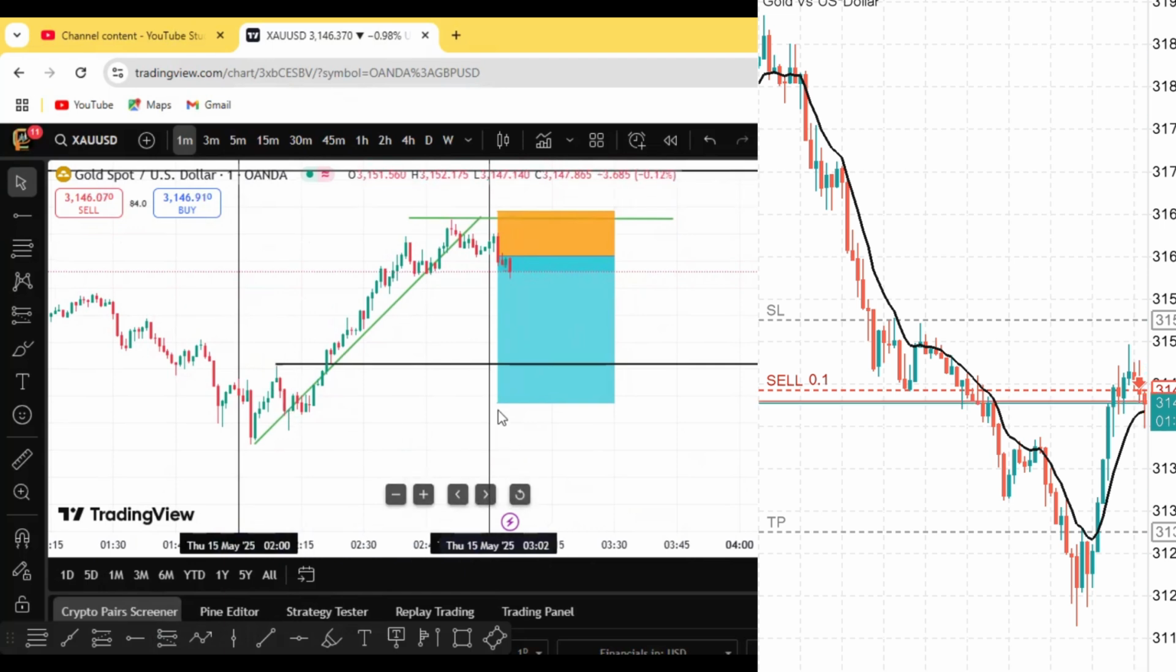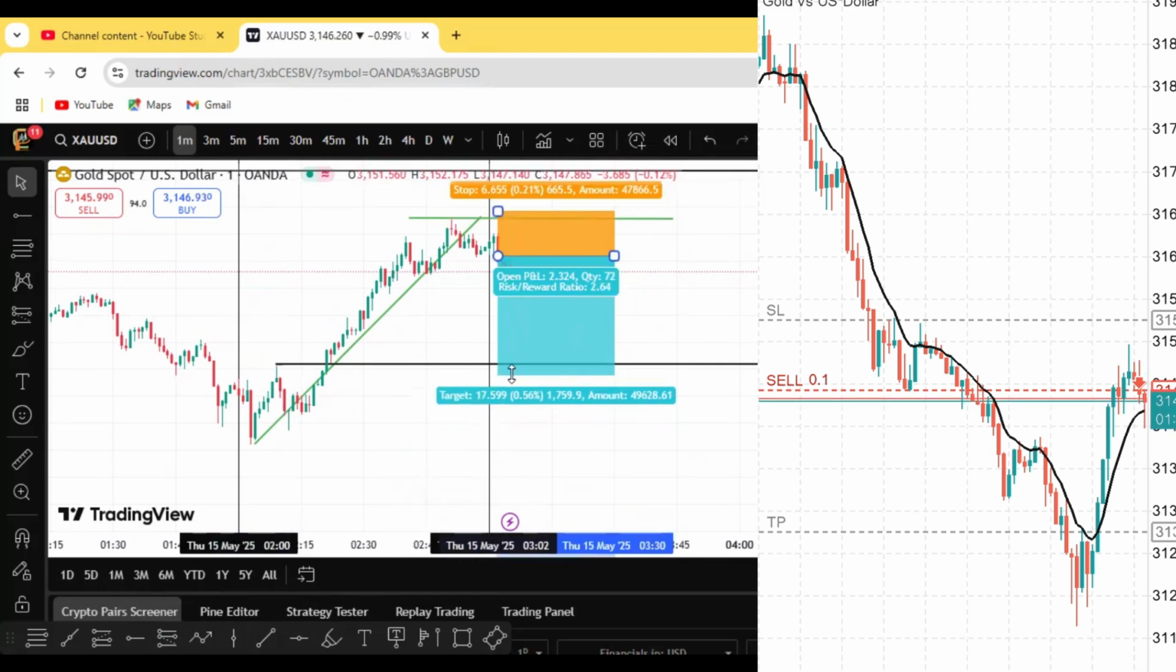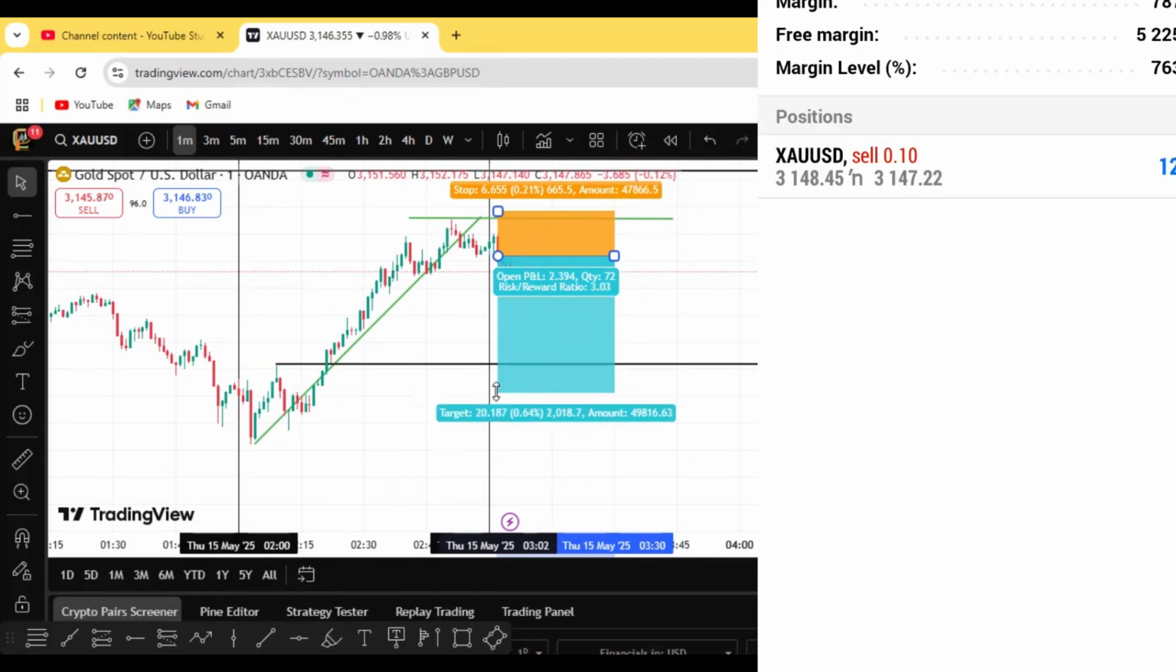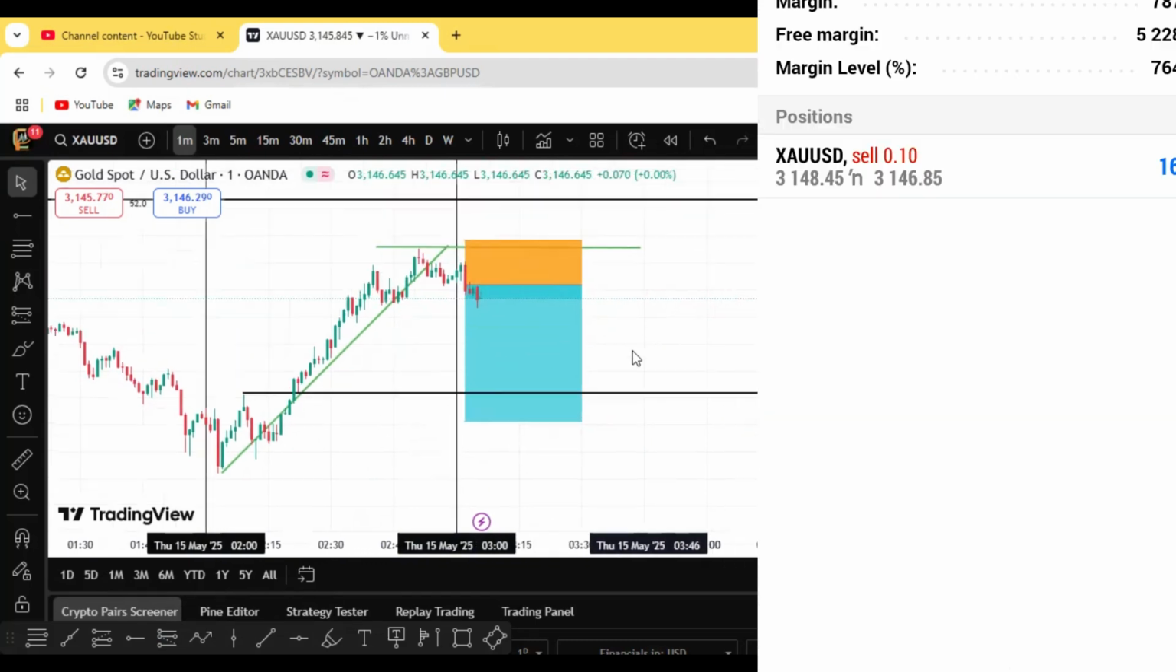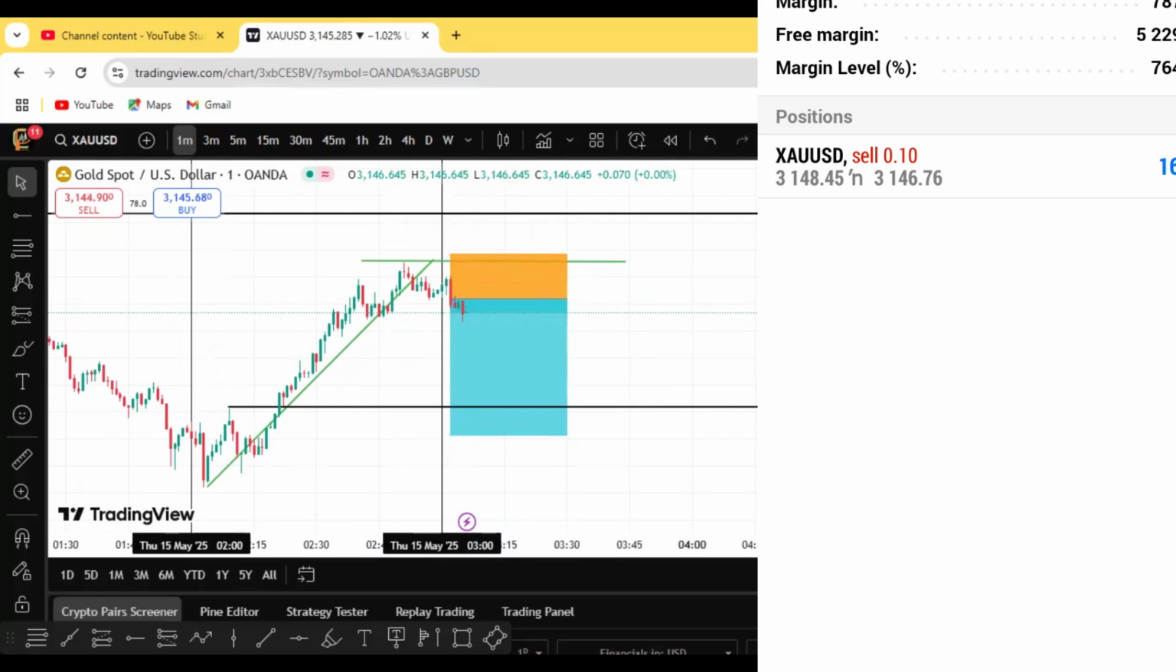We could have a break and retest here. So I would love to see the market come to this area and take out that. So I want to take 1:3 risk to reward ratio here on gold, and we see what happens.